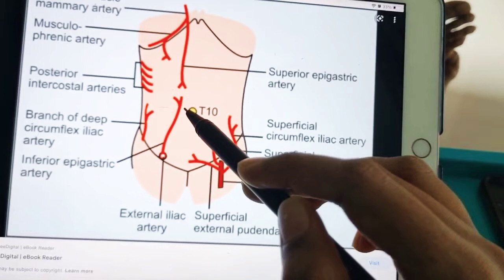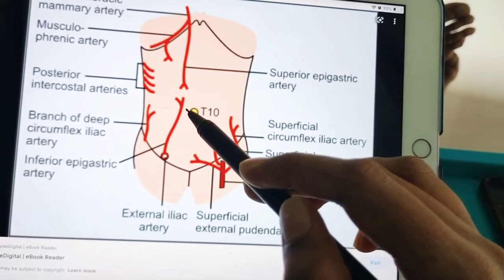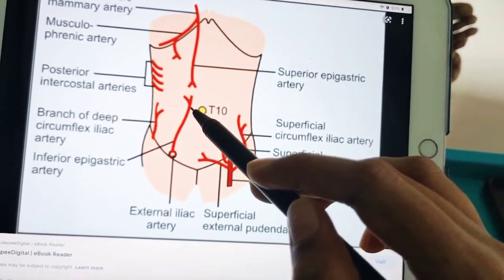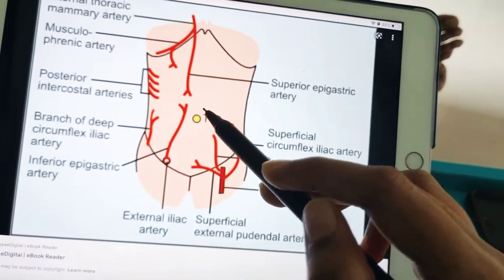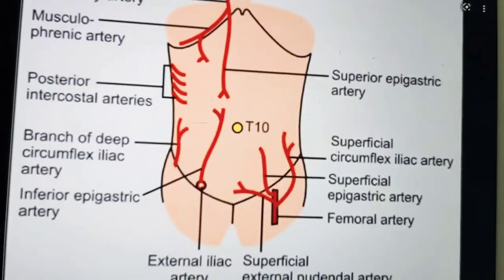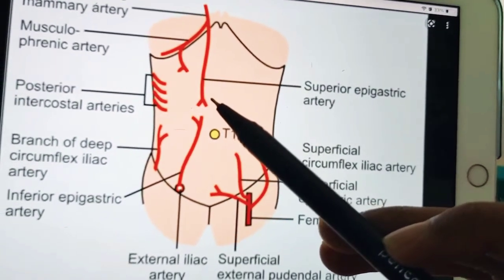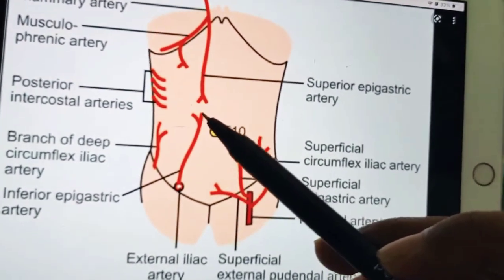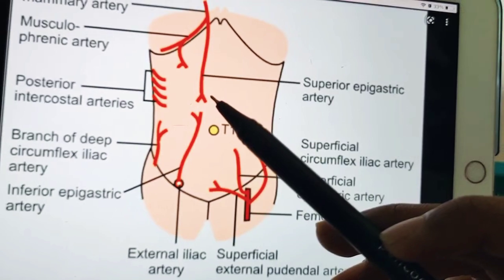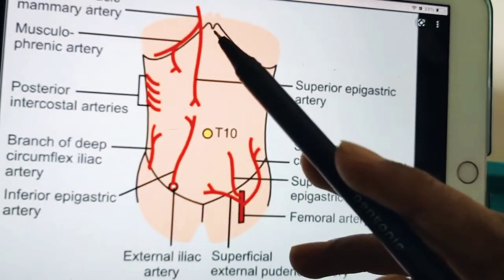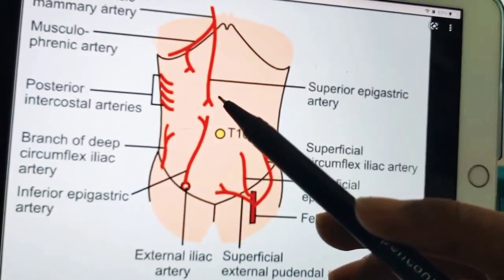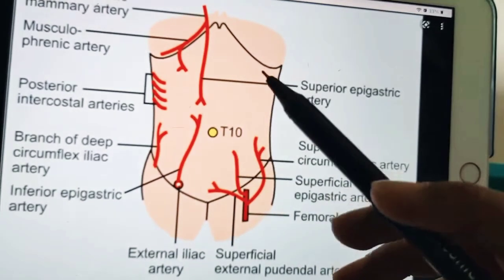In addition to muscular and cutaneous branches, it also gives a hepatic branch. This hepatic branch runs in the falciform ligament, and it gives an anastomotic branch at the level of the xiphoid process here, and it anastomoses with the artery of the opposite side.